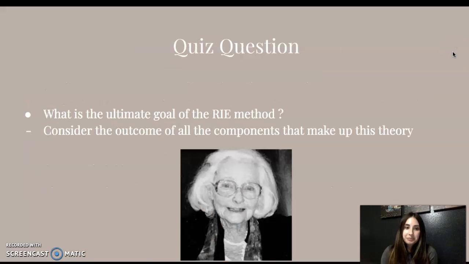Okay, quiz question. What is the ultimate goal of the RIE method? Consider the outcome of all components that make up this theory. I'll give you guys a little bit of time, but basically it's that authentic child, and making sure a child is confident and capable inside their environment by making it challenging yet safe.